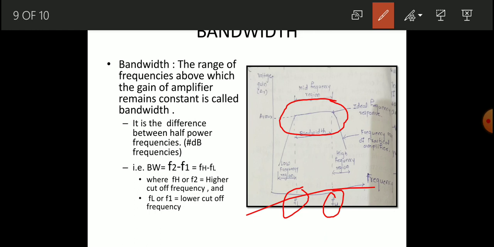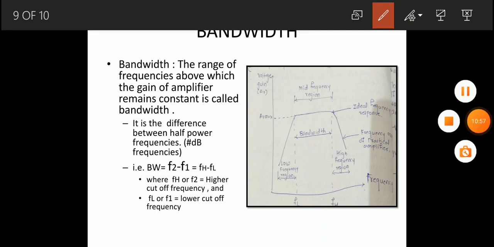So today we have studied CE amplifier, single stage CE amplifier. We have also studied its gain, frequency response, bandwidth. So I expect all the students to revise the topic once again. Thank you.